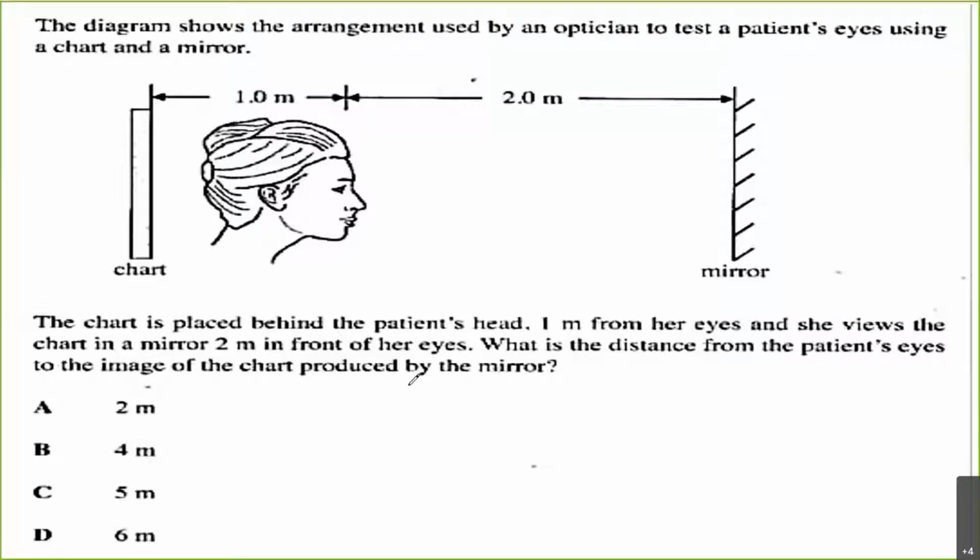What are they asking us? They're asking us the distance from the patient's eyes to the image of the chart. Let's take this step by step. The chart is our object, like my cup that was behind my head, and this is our mirror. Where is the image of the chart? In the mirror.